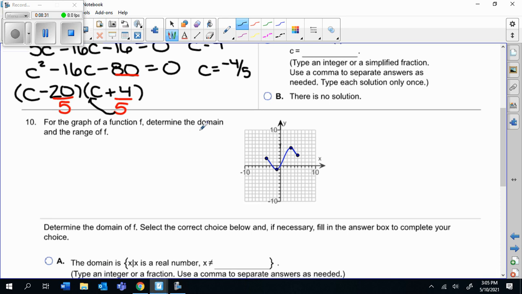The domain is the x's, so it looks like, gosh, these are really hard for me to read even with my glasses on. 1, 2, 3, 4, and it's a closed circle. So it goes from negative 4 to 1, 2, 3, 4, 5. So that's the domain. The range, we're going to go small to big, so from below to up, so negative 1. All the way up to the top here. So 1, 2, 3, 4, 5.